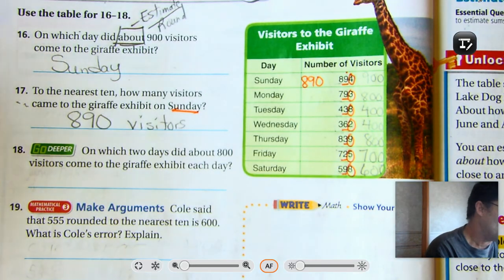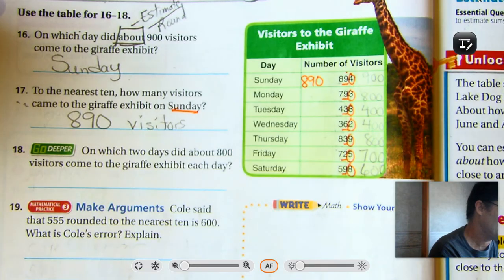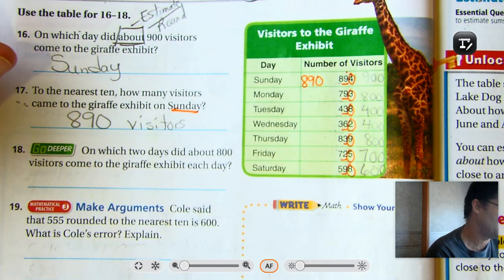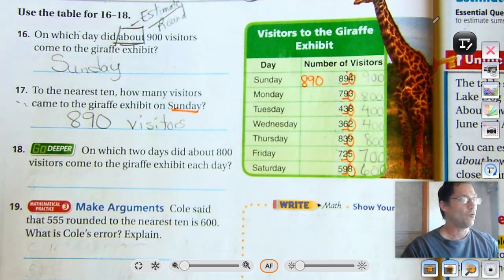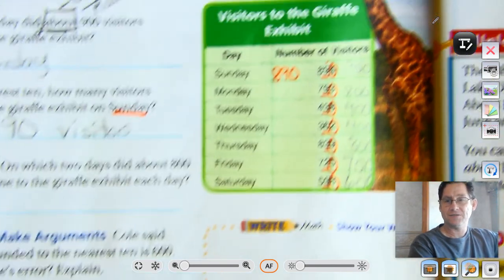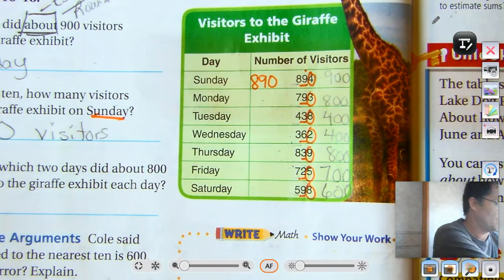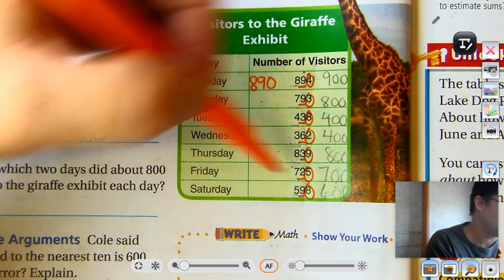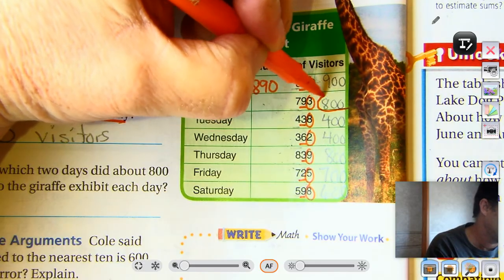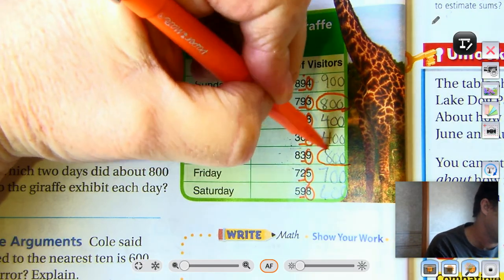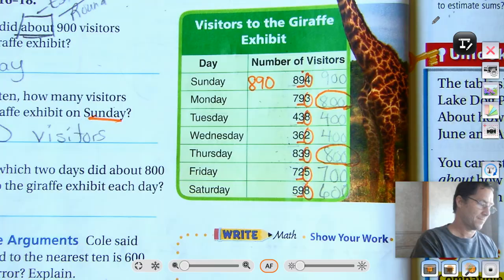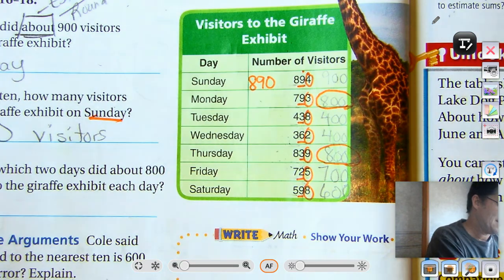18. On which 2 days did about 800 visitors come to the giraffe exhibit each day? Well, at the beginning of our work, we rounded the numbers to the nearest hundreds. And so we really just have to then find which ones came out to 800. I see 800 there, and I see 800 there. So Monday and Thursday.